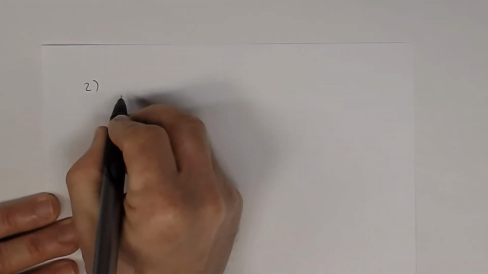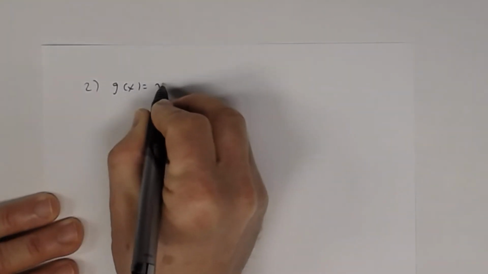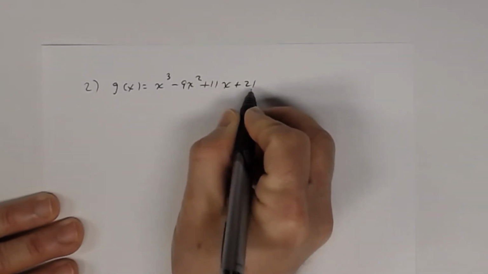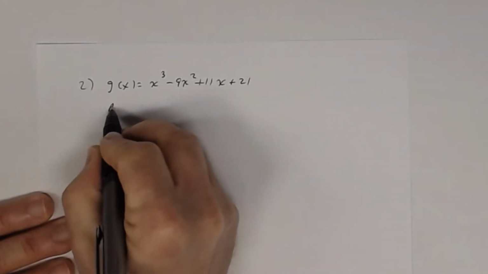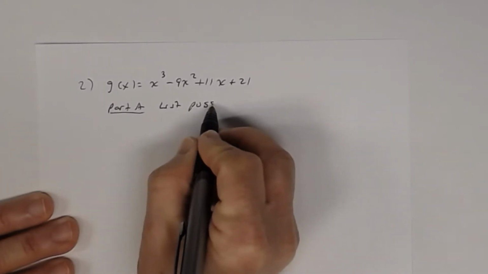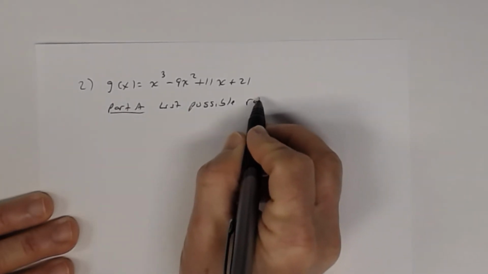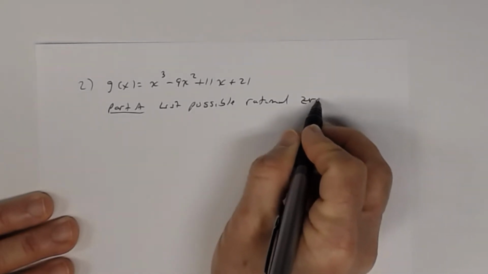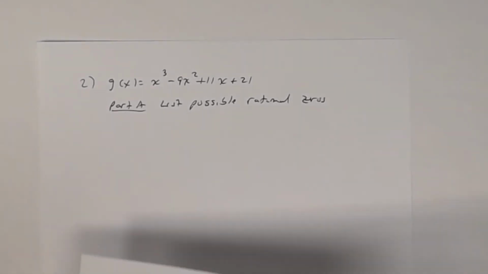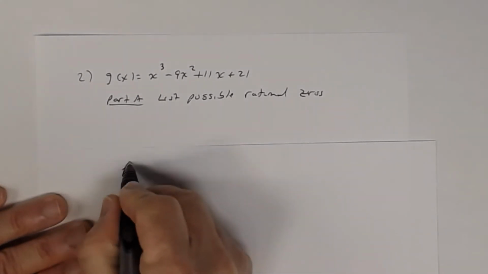Okay, now let's look at number 2. We have this function: g of x equals x cubed minus 9x squared plus 11x plus 21. All right, and so for part A, you want to list the possible rational zeros. And so remember, to list the possible rational zeros, you're going to do p divided by q.